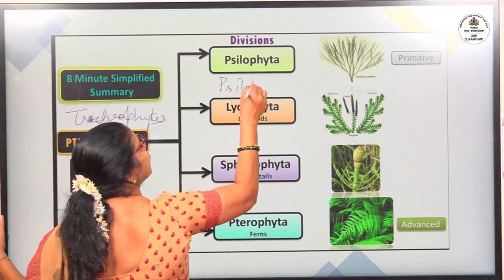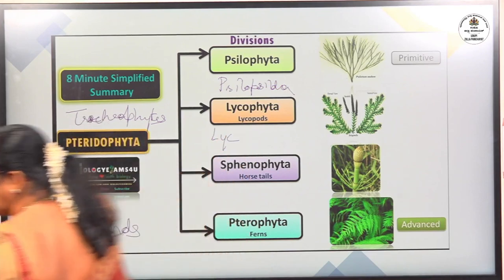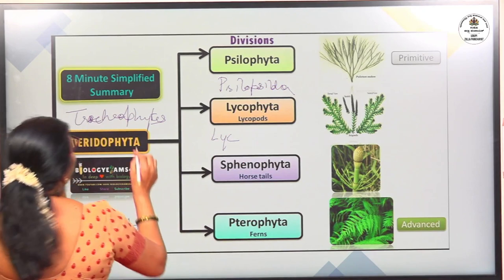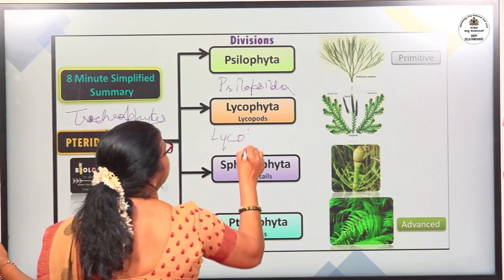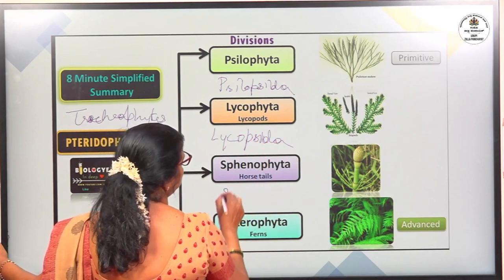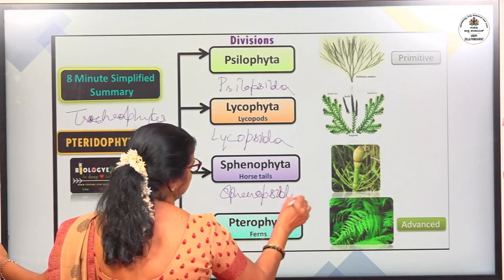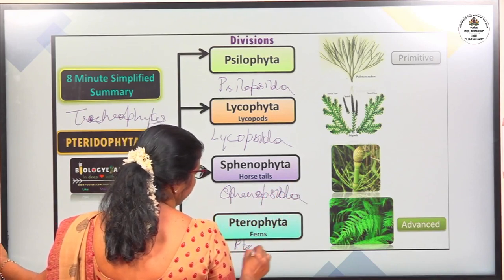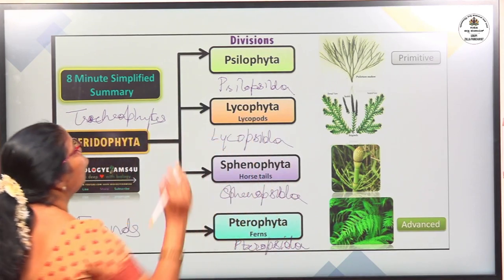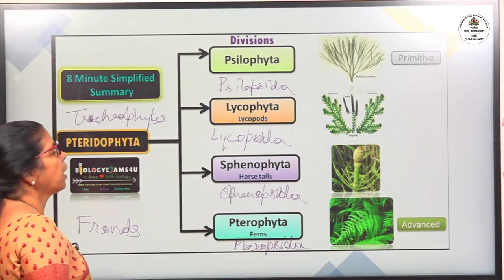Psilopsida, Lycopsida, then Sphenopsida, then this Pteropsida. So like that they are classified. These are the four classes under pteridophytes. So there are also ferns.